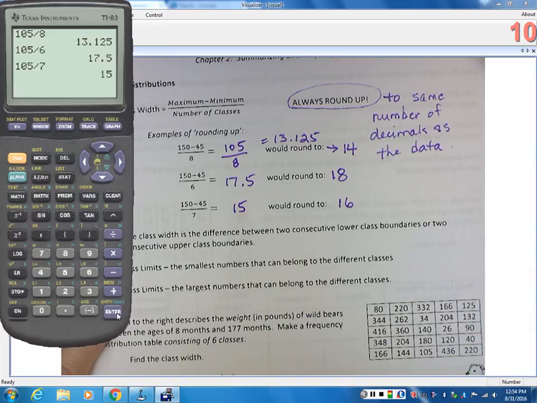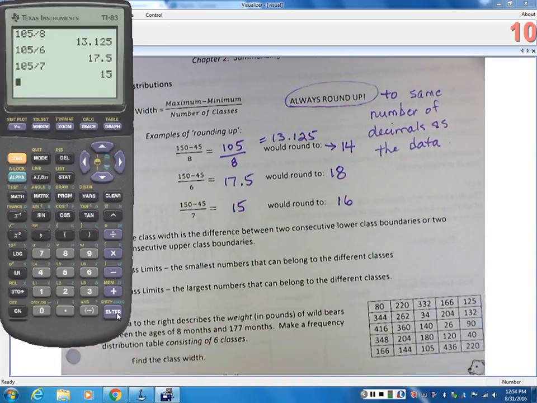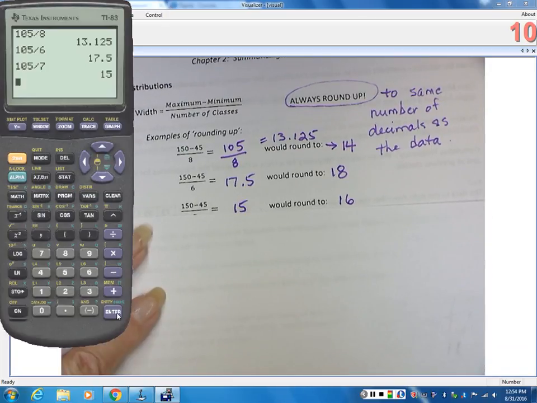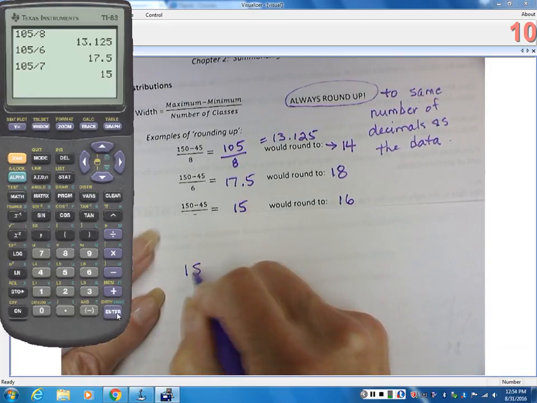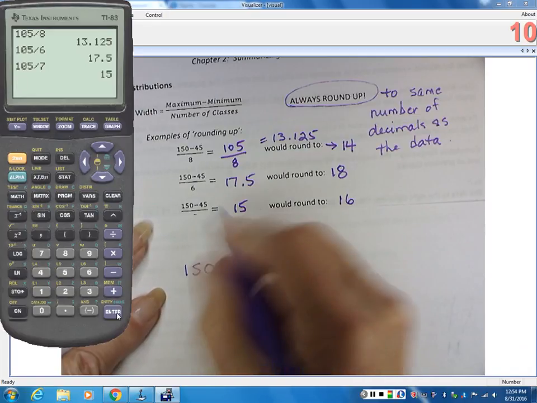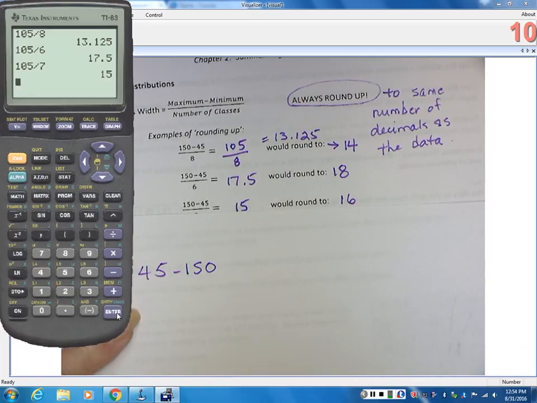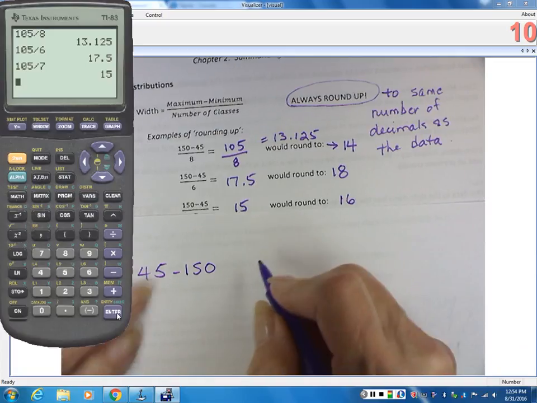Now here's the why. We're going to take this one as the example. Let's suppose that I have a whole bunch of numbers, and they go from 45 to 150. If I set up my classes, the way that I should set up my classes is to start with the 45.